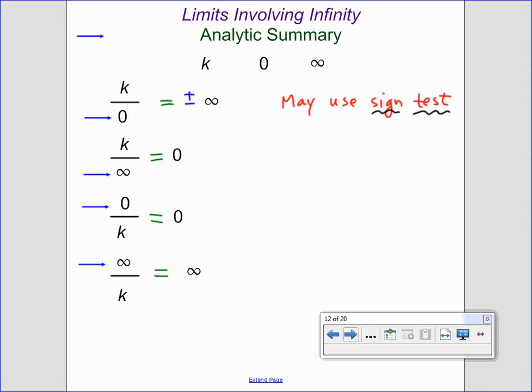If my constant were negative, and I was going to positive infinity, this would be negative infinity. So this would, again, require you to consider the sign of the numerator and the sign of the denominator to determine whether it's positive or negative infinity.